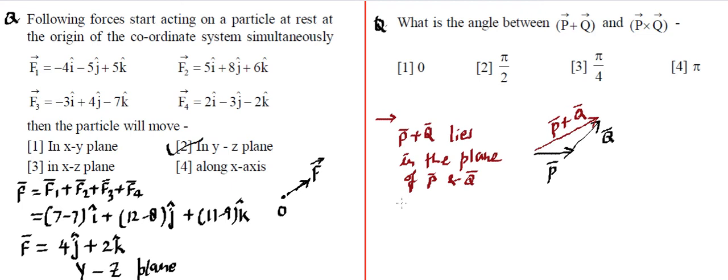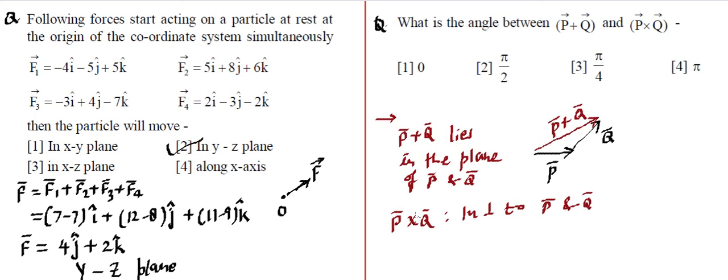Now, as we know, this P cross Q vector is perpendicular to the plane of P vector as well as Q vector. So this is perpendicular to P vector as well as Q vector. That means from here it's clear that this direction is perpendicular to the plane in which this figure has been drawn, and P plus Q vector is in the same plane, then the angle is clear.